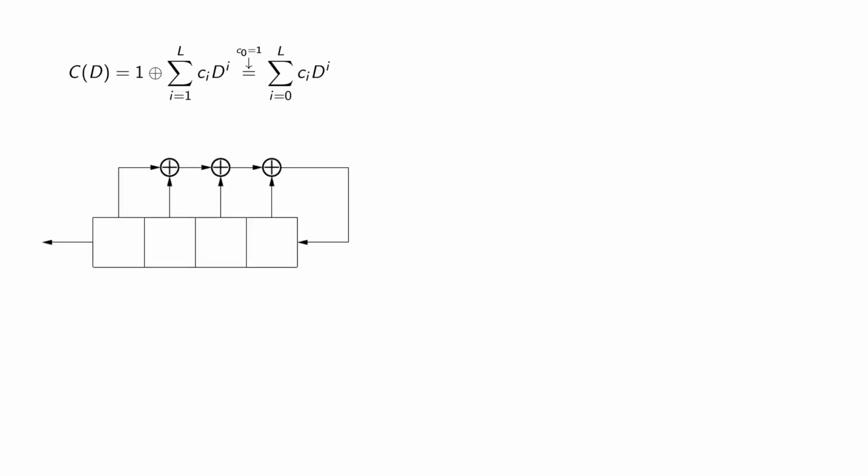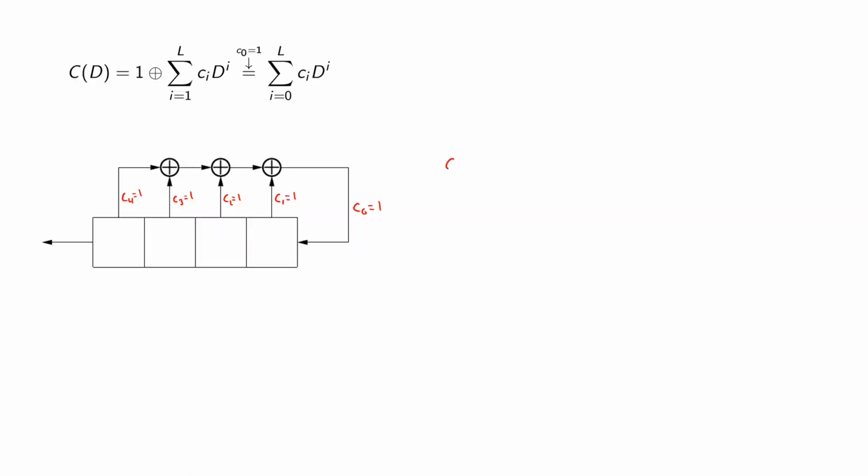Let us look at an example of a connection polynomial. We have our feedback to the shift register, which says that C0 equals 1, and this will always be the case if we have a feedback. Then we have that C1 is equal to 1, C2 is equal to 1, C3 equals 1, and C4 equals 1.